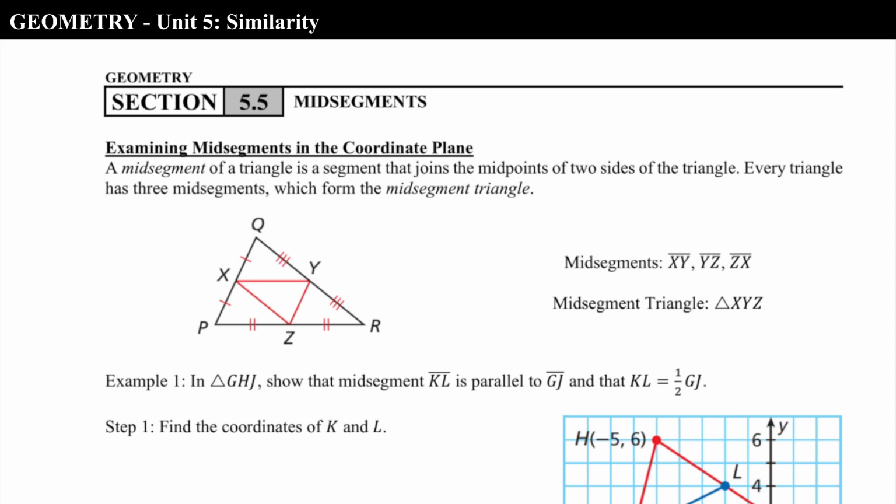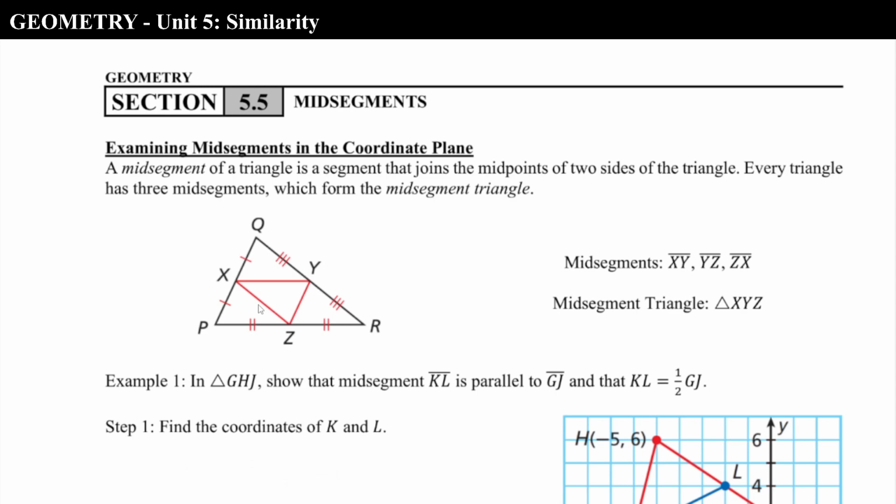So we're going to start by talking about what midsegments are. A midsegment of a triangle is a segment that joins the midpoints of two sides of a triangle. Every triangle has three midsegments which form a midsegment triangle, and you see that here in this figure. If we bisect each of the sides here and connect that bisecting point, we end up with a triangle. And the midsegment triangle happens to be similar to the triangle that it is the midsegment triangle of.